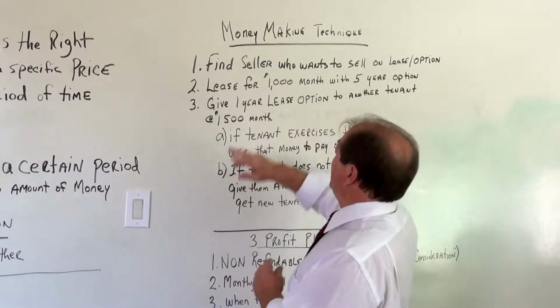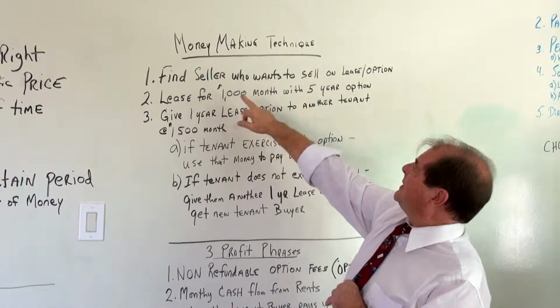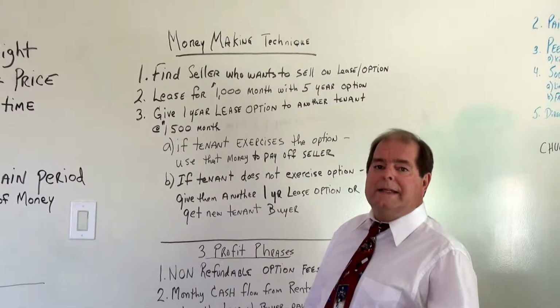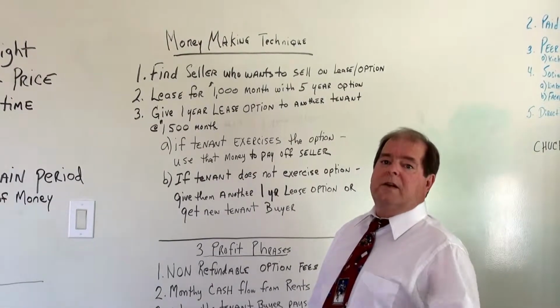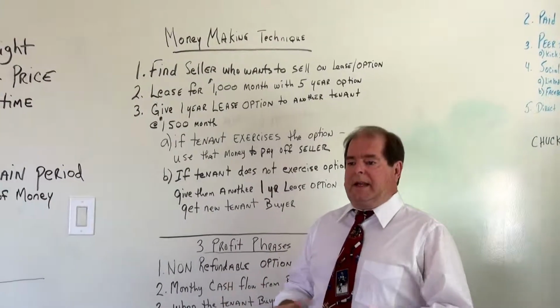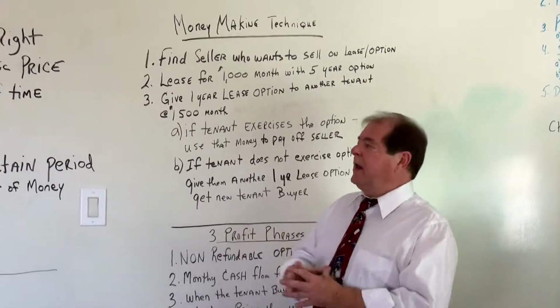Okay, so over here is a money-making technique, I'll call this. First, we're going to find a seller who wants to sell on a lease option. They can be found in the for rent section or the for sale section. What you want to find is a distressed property. That's what you want to find, somebody who wants to get out of it one way or another.